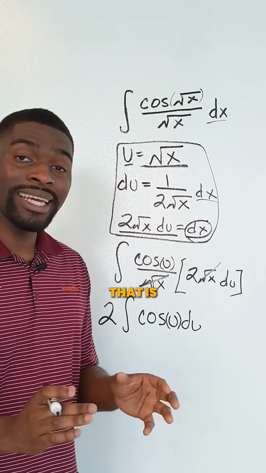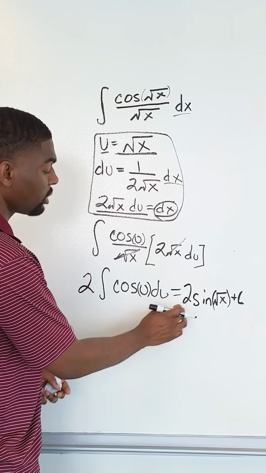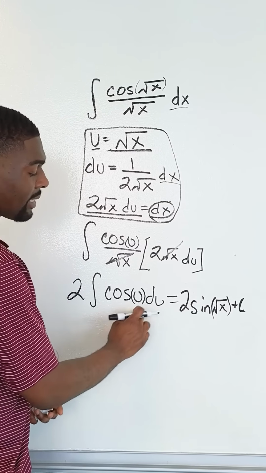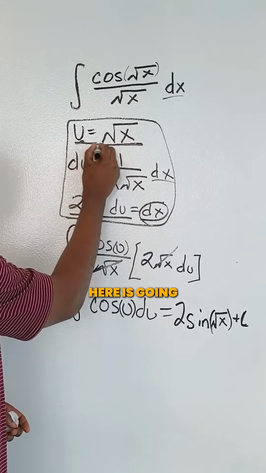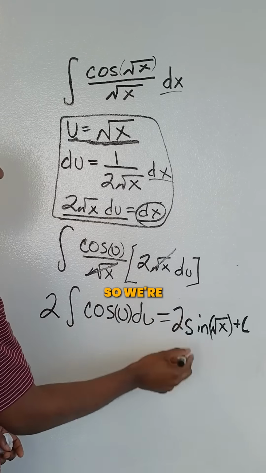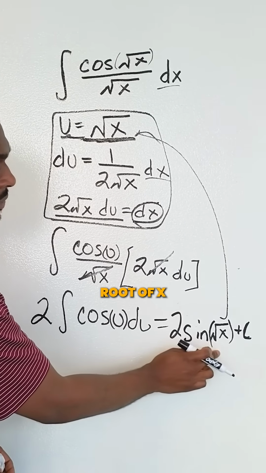And now that is an integral you should know how to take. And then our final answer is going to be 2 times the integral of cosine, which is going to be sine of u. What's our u? Our u here is going to be simply the square root of x. So we're going to substitute that back in there. That's why we get 2 sine square root of x plus c.